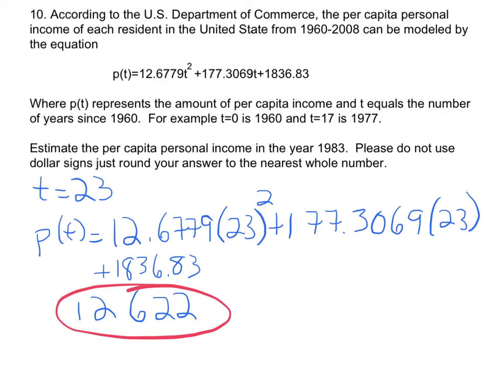And what that basically means is that in 1983, the average per capita income, in other words, the average income per person, was $12,622 a year.